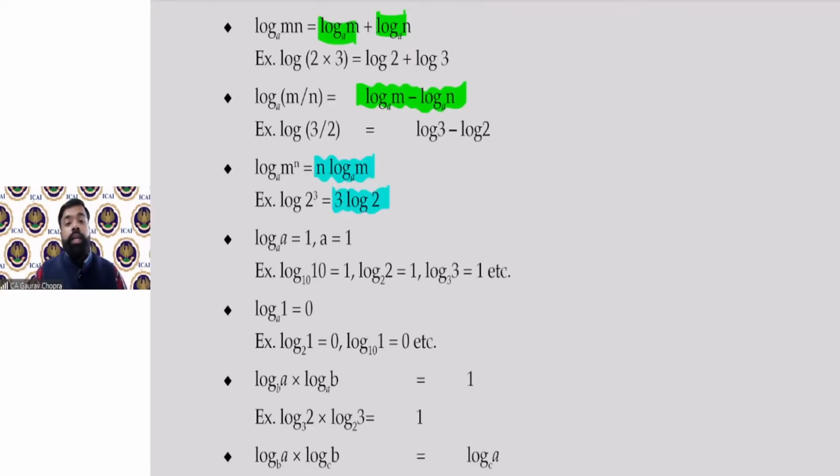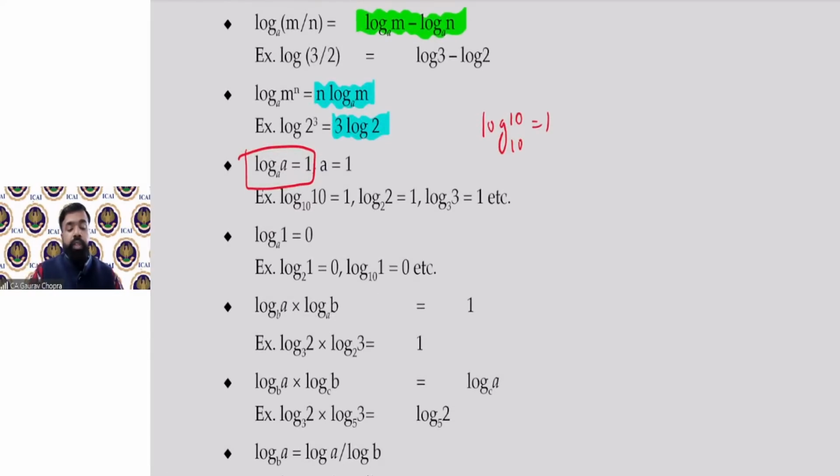Next one is log a base a. We have done this. Log a base a is equal to 1. Similarly, log 10 base 10 is equal to 1. Log 5 base 5 is equal to 1. All right. Then log of 1. If we see log of 1 with any base, it is always equal to 0. We have done this property also. Log 1 is always 0. Whether the base is 2, base is 10, base is 5, it is any base, log 1 is always 0.